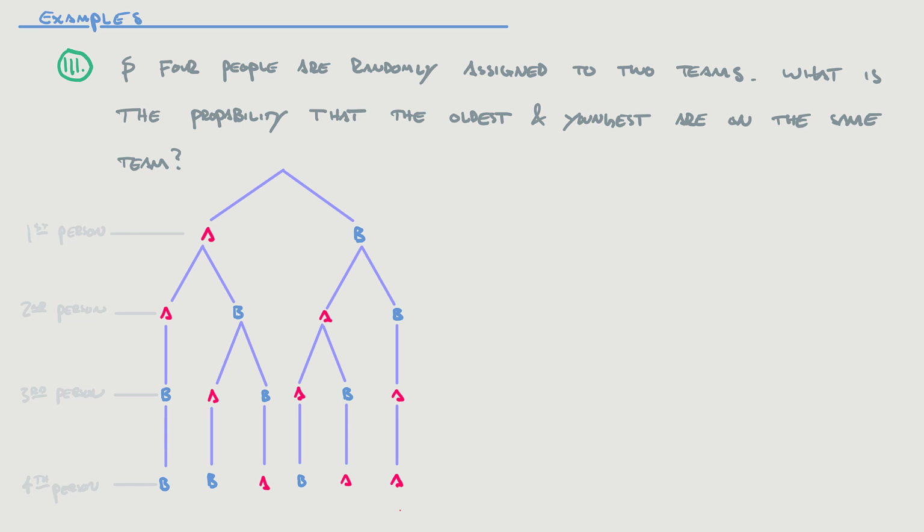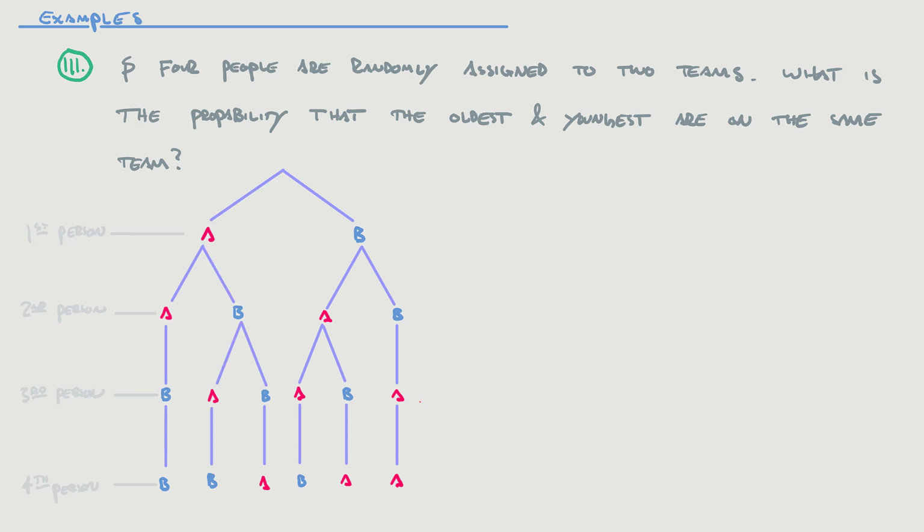So the rest of the tree then looks like this, because now at this point, if you go here, first person's A, second person's B, third person's A, well then the fourth person is automatically chosen for us. So really there's no choice after the third person. The fourth person is just automatically pigeonholed into whichever group is missing a member.